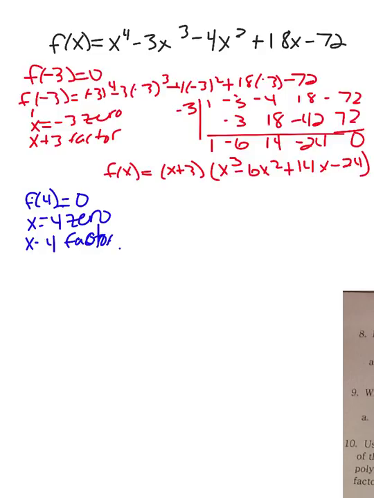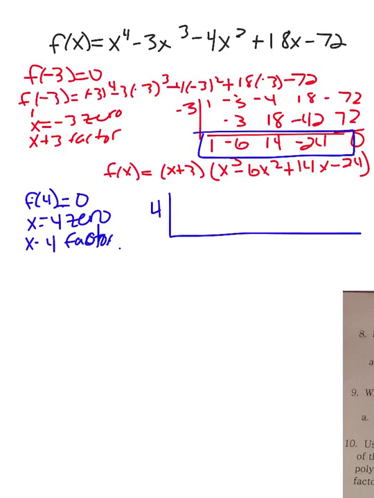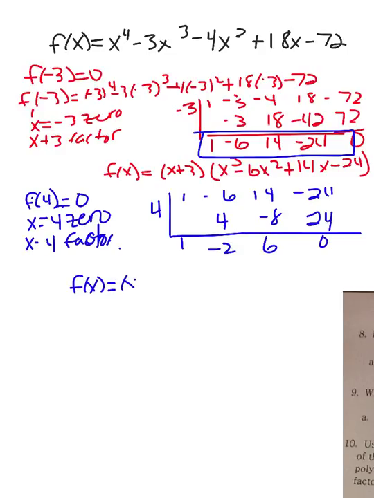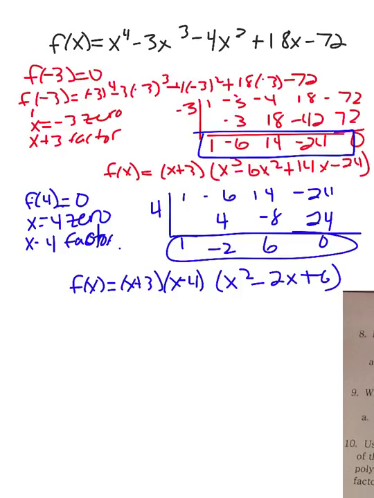Okay, so we're going to break it down. So I have 4. I use this here now: 1, negative 6, 14, negative 24. So I have 1, 4, negative 2, negative 8, 6, 24, and I get 0. So my polynomial function so far is x plus 3, x minus 4 factor, and now we have this here, x squared minus 2x plus 6. All right, so now I want to find my zeros. So I set it equal to 0.